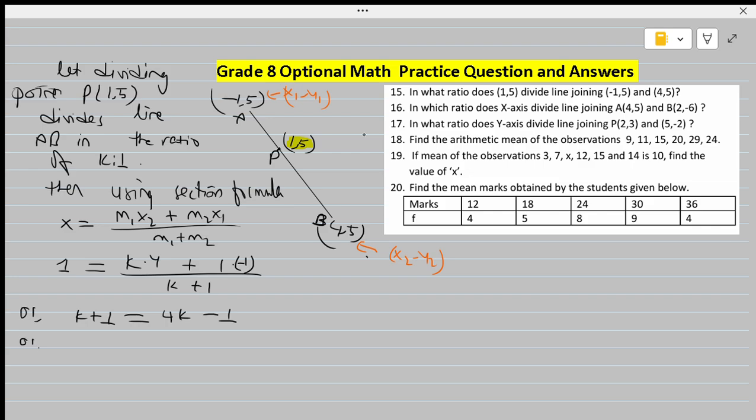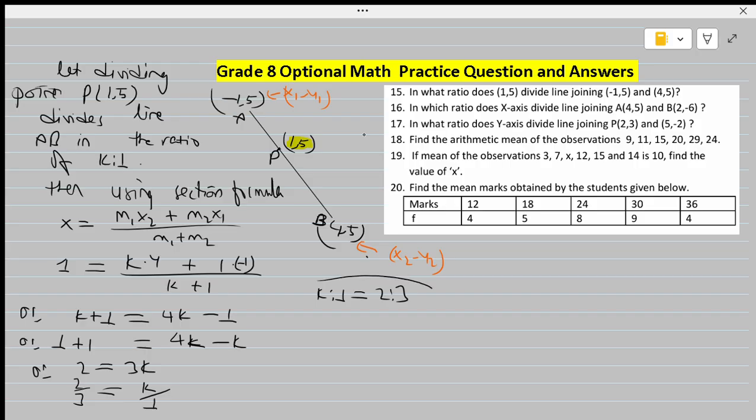And now to solve for the value of k, let's keep k and k together. So 4k is greater on the right side, so let's send that k onto the right side. The 1 is here on the left, so that -1 we bring to the left. This way we get 2 equal to 3k. So k is 2 divided by 3. So k is 2 by 3, meaning k is to 1 is 2 divided by 3. So k is to 1 is 2 is to 3.